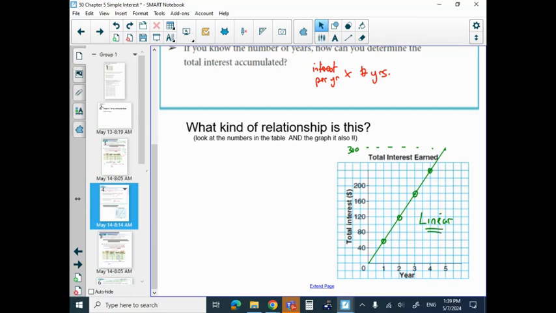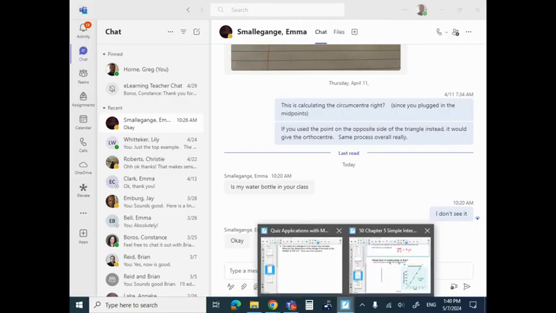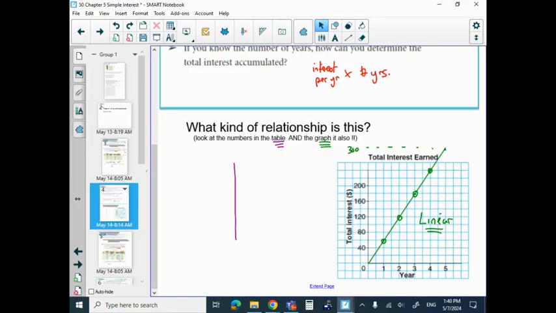And then if we went back and thought about the table, so on the graph, it's obviously linear. If we went and looked at the table of numbers, our table had numbers in it. Sorry about that. So the table had what?